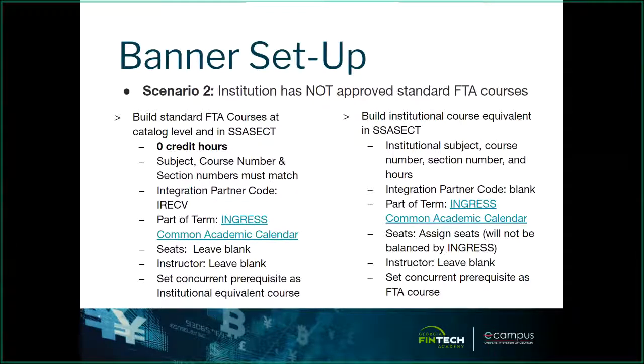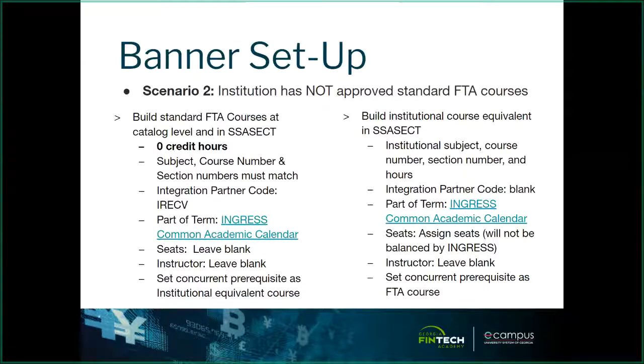What will keep students from registering for the courses if there are no seats available is that 0 seat count on the FTA courses. Since these courses will be set up as concurrent prereqs or as co-requisites, if a student cannot register for the FTA course and it has 0 seats available, then they will not be able to register for the institutional course equivalent, even if there are seats showing as available.